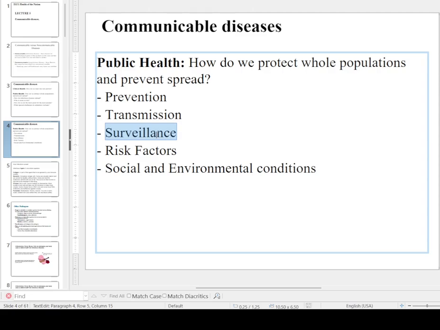When they choose surveillance areas and techniques and tools, then they have to pay attention to risk factors because they can then focus their efforts on those groups of people, the demographics, the regions that have the highest risk factors. And that's more efficient economically, practically. And then risk factors often have to do with social and environmental conditions.